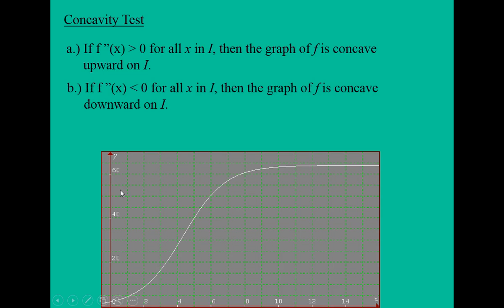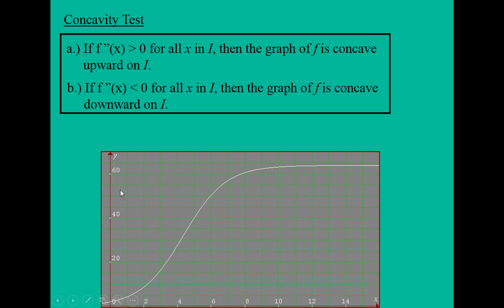So that's called our concavity test. If we take the second derivative of a function and it's positive on some interval, we know the graph is concave upward. And if we take the second derivative of a graph and we look at the intervals where it is negative, the graph is concave downward.